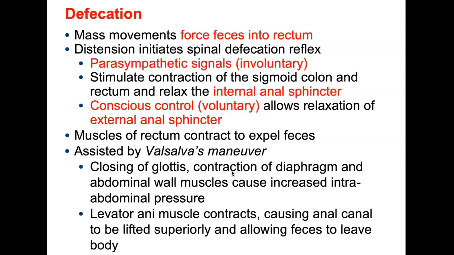Just like when we talked about decreasing pressure in the lungs, right? Decreasing the volume cavity to increase the pressure, or making the thoracic volume cavity larger and decreasing the pressure, right? So what we're doing here is pushing down on the diaphragm and increasing the pressure in the abdominal cavity. And if the pressure is high inside the abdominal cavity compared to outside, the feces is going to flow from the rectum to the anal canal and out of the anus. We also have that levator ani muscle that's contracting and causing the anal canal to lift up superiorly, and that also allows the feces to leave the body.